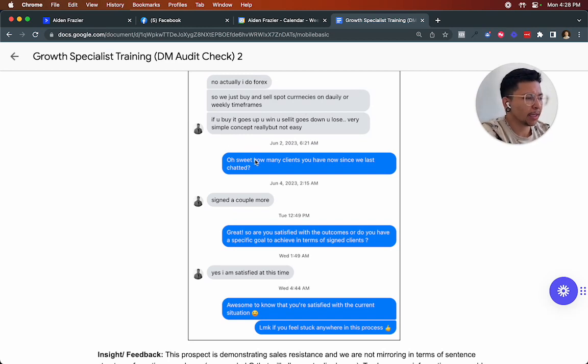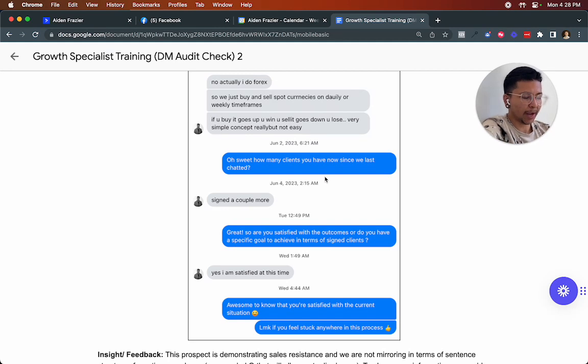So in this case here, we've asked this question. The growth specialist asked, how many clients do you have now since we last chatted? Then he stated, signed a couple more. So this was essentially a close-ended question. It's not a terrible question to ask, but there are other ways that we could have asked this type of question. He's showing sales resistance. He says signed a couple more.